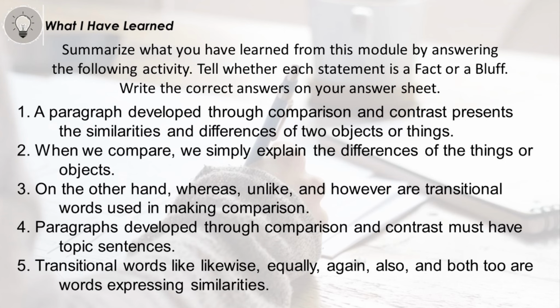2. When we compare, we simply explain the differences of the things or objects. 3. On the other hand, whereas, unlike, and however are transitional words used in making comparison. 4. Paragraphs developed through comparison and contrast must have topic sentences. 5. Transitional words like likewise, equally, again, also, and both too are words expressing similarities.